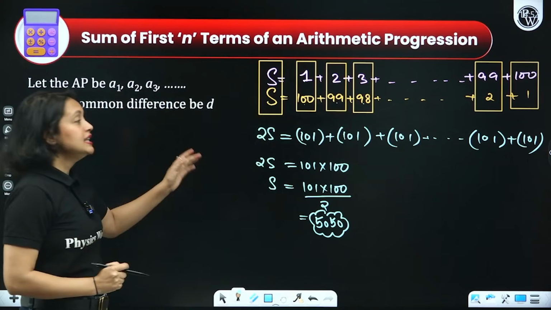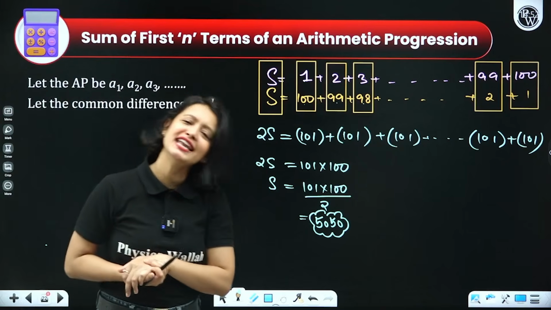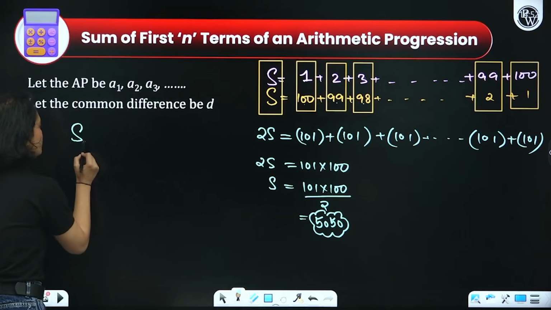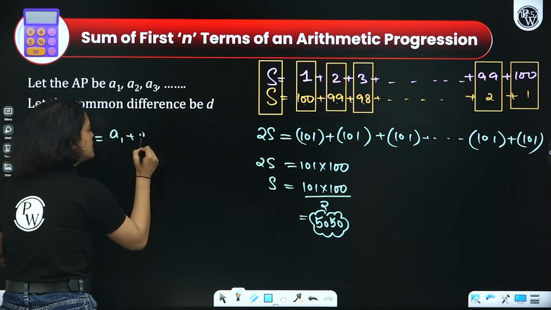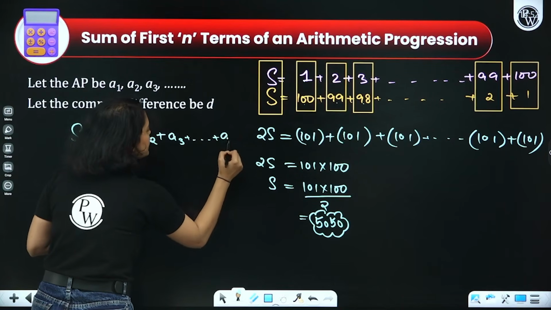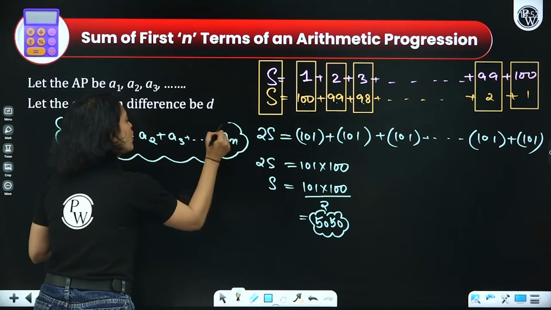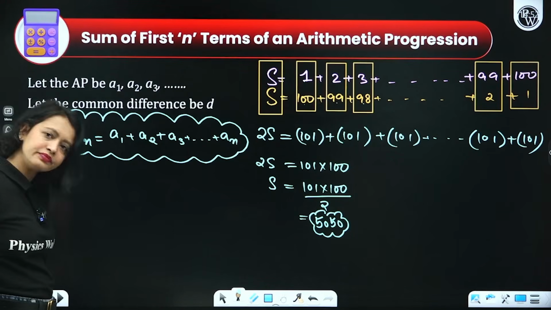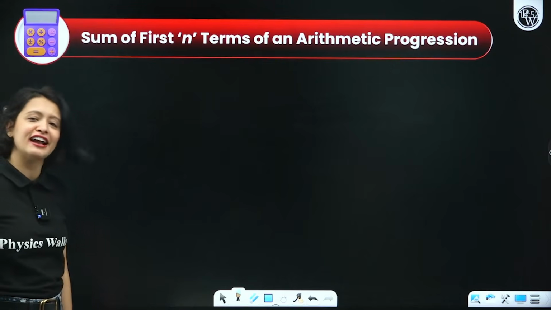Chalo ji. Now, how can we use this to figure out the sum of nth terms of an AP? Before that, let's figure out what is Sn. When I write Sn, what do I mean? By Sn, I mean that starting from the first term, I have to figure out the sum till n terms. This is Sn. How are we going to figure that out? What's the formula? How is it derived? Let's see. It's very interesting.